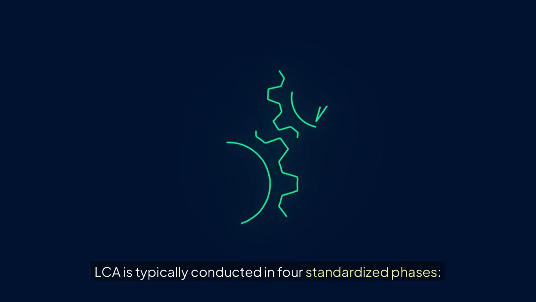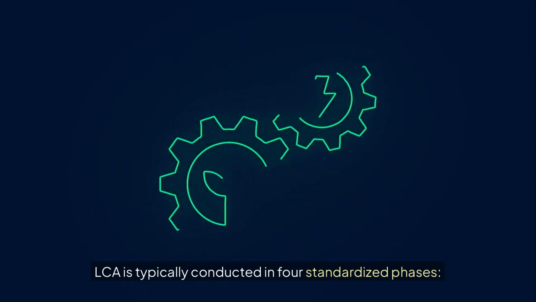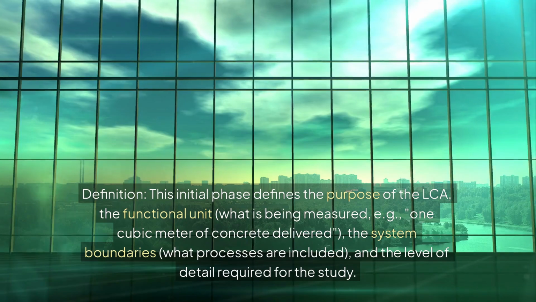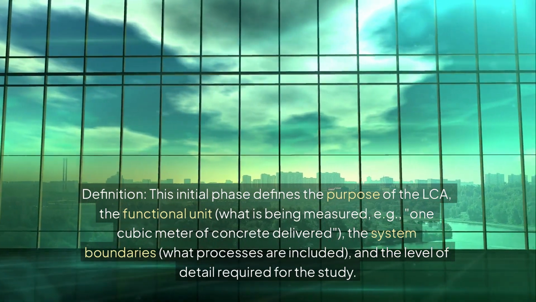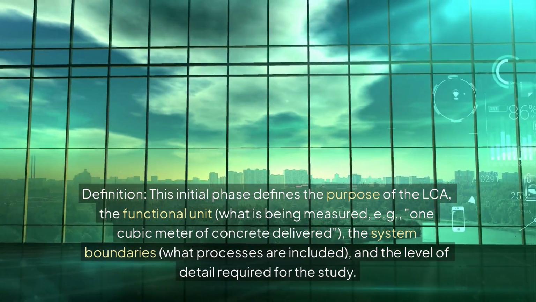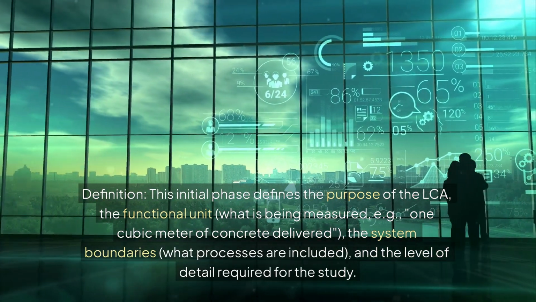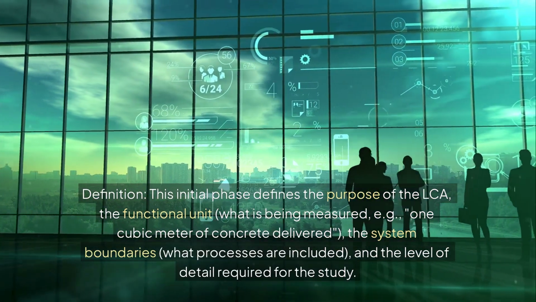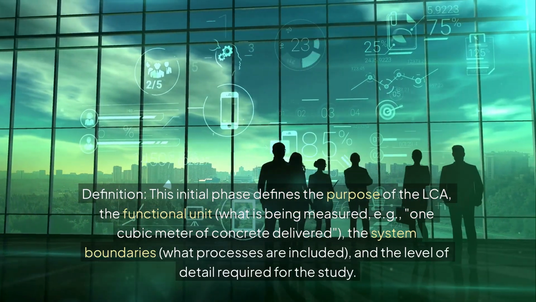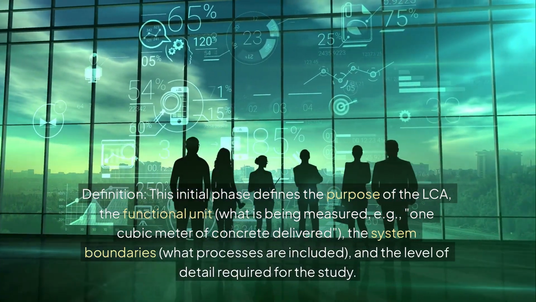LCA is typically conducted in 4 standardized phases. 1. Goal and scope definition. This initial phase defines the purpose of the LCA, the functional unit, what is being measured, e.g., 1 cubic meter of concrete delivered, the system boundaries, what processes are included, and the level of detail required for the study.